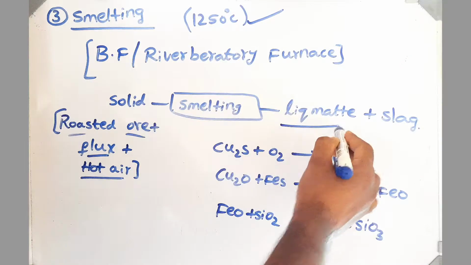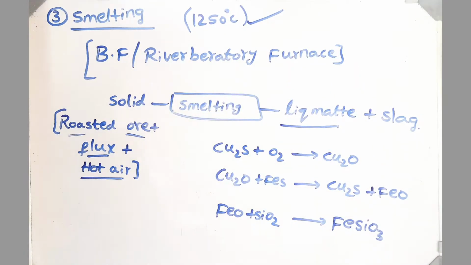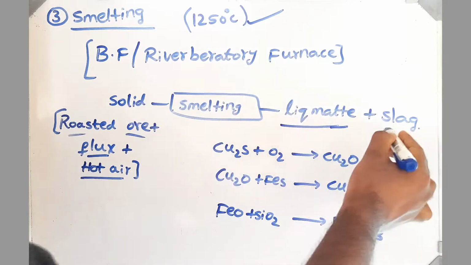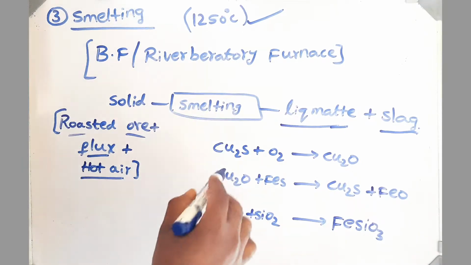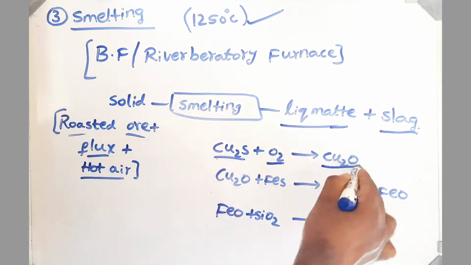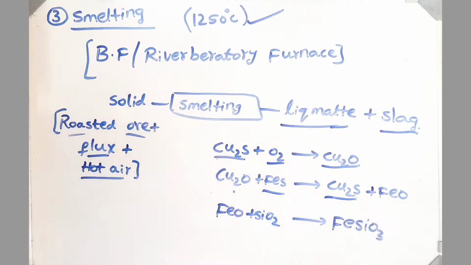Our product is liquid, friends. Earlier, during roasting, we got product as a solid, which consists of many metal oxides as well. In this step, we get liquid matte along with slag. In the reactions, one more important thing, iron has more affinity for oxygen than copper. Even if copper sulfide gets oxidized to form Cu2O, iron sulfide reacts with copper oxide and converts it again into copper sulfide and iron oxide. And this iron oxide helps to fix SiO2 by forming FeSiO3.